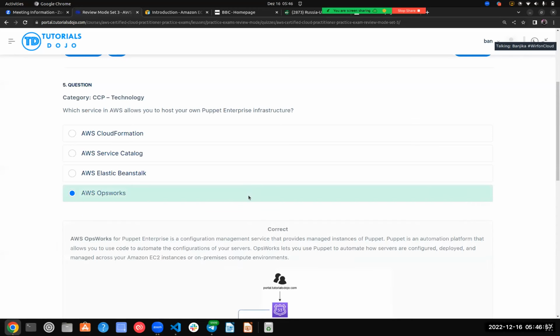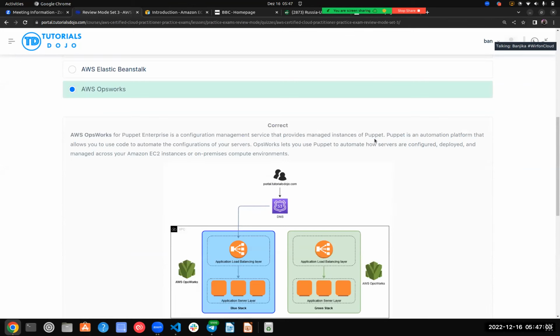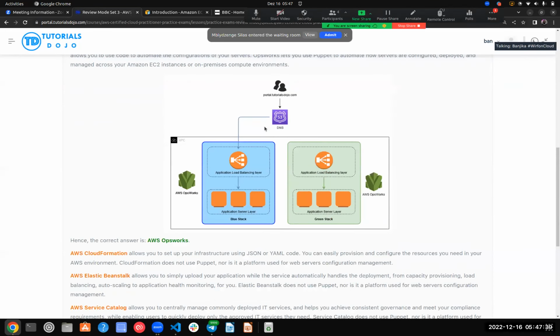Let's see. That's correct. So when we hear of OpsWorks, we should always think of what, Chef and Puppet, right? It's either Chef or Puppet. Those are just configuration management tools. Puppet is a configuration management tool that provides managed instances of Puppet. Puppet is an automation platform. Chef is a configuration management tool, and Puppet also is one that was used in normal traditional IT. But when you go to AWS and you're looking for something similar, you use AWS OpsWorks. Okay, that's good.